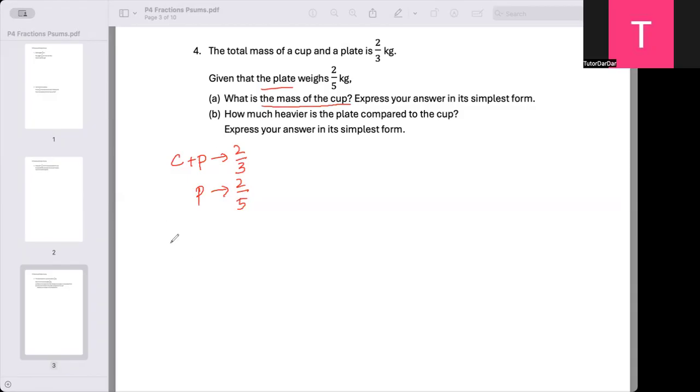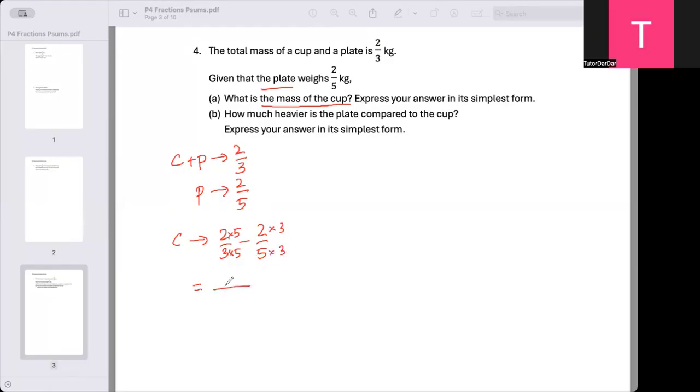What do we do? So C is going to be 2/3 minus 2/5. Because cup plus plate is 2/3, plate is 2/5. So if you want the cup, 2/3 minus the plate value, 2/5. So now, 3 and 5. We have to find the common denominator, so we will make it into 15. 3 times 5, 2 times 5. 2 times 3, 5 times 3.